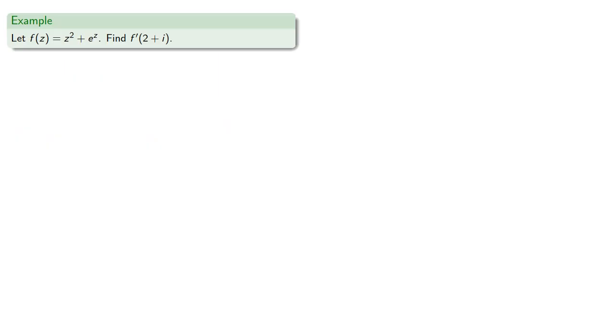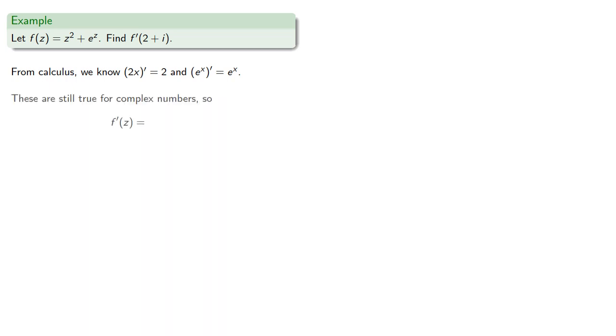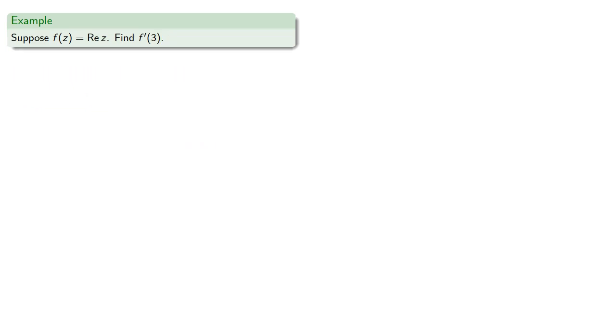So, for example, let f of z equal z squared plus e to the z, find f prime of 2 plus i. So from calculus, we know the derivative of x squared is 2x, and the derivative of e to the x is e to the x. These are still true for complex numbers, so we find that f prime of z is. And evaluating that at 2 plus i gives us. And we can do that for any function.